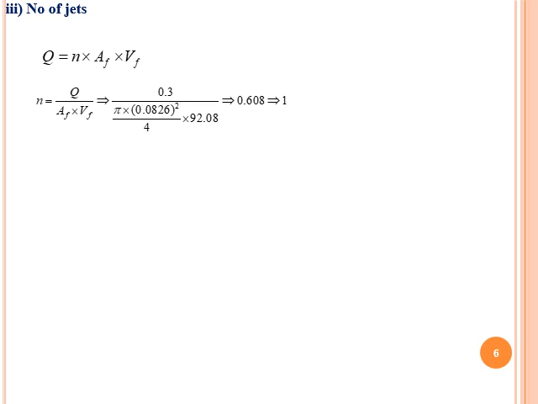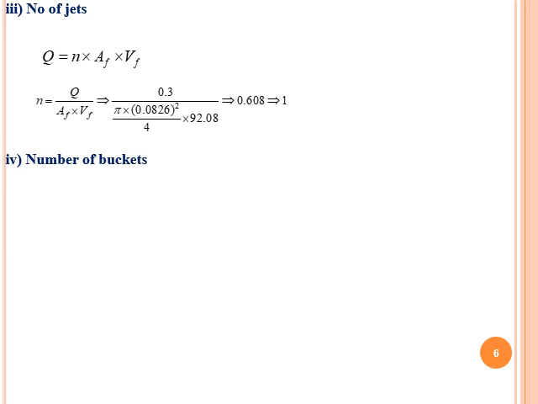Here the area of the flow is calculated by using the formula pi d square by 4. The diameter of the jet value is 0.0826 and velocity of the flow is equal to 92.08. So now we are getting the number of jets is equal to 0.608. So approximately it is equal to 1. That means in this Pelton wheel turbine, only one jet is used.